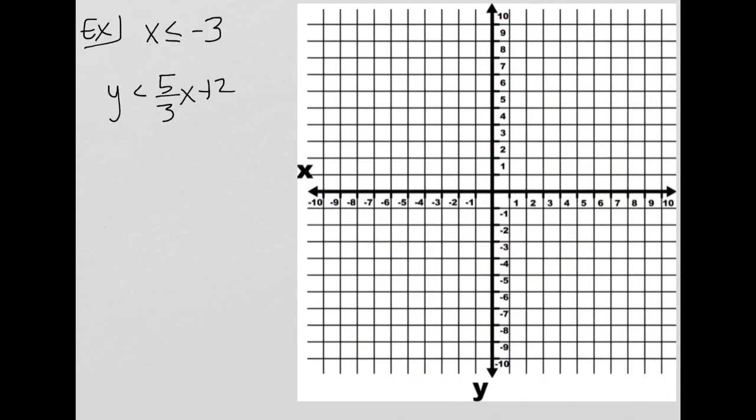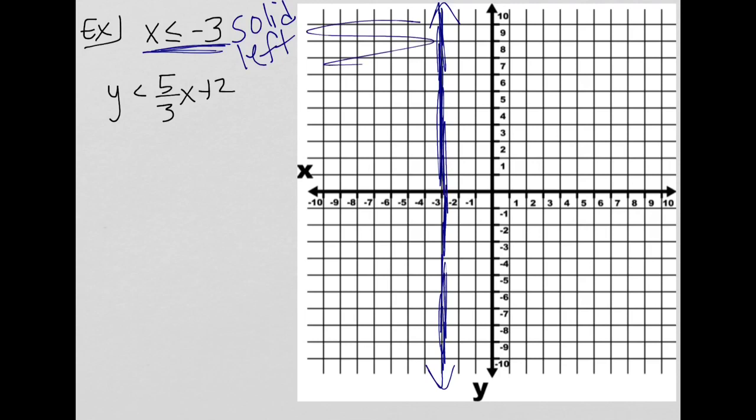Alright, this next one, if you remember, x is less than or equal to -3 is going to be a vertical line at -3. So I'm going to put in a vertical line. We'll try to make it dark so you can see it. Vertical line at -3, and we need a solid line. That's why I drew it solid. And we need to shade less than, which in this case is going to be to the left instead of below. So less than would be anything to the left of this line.